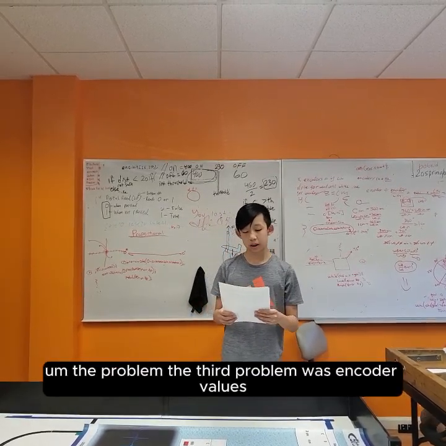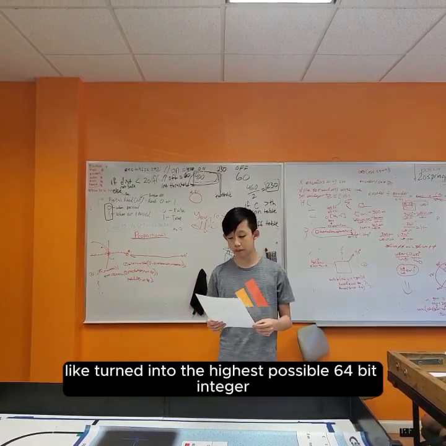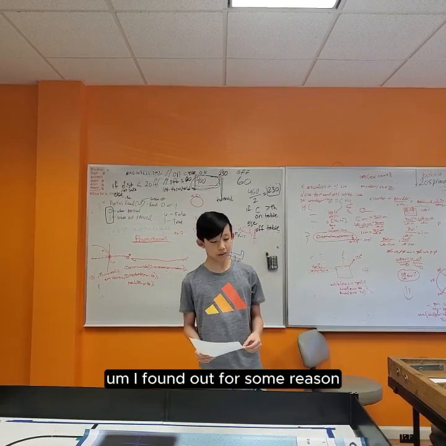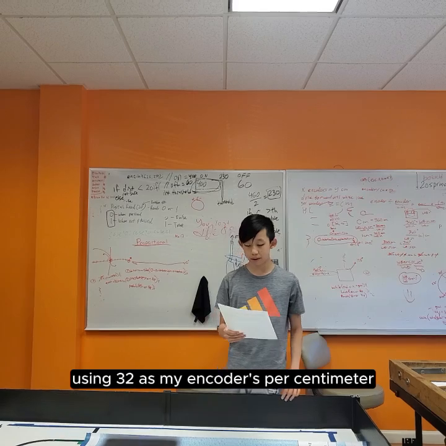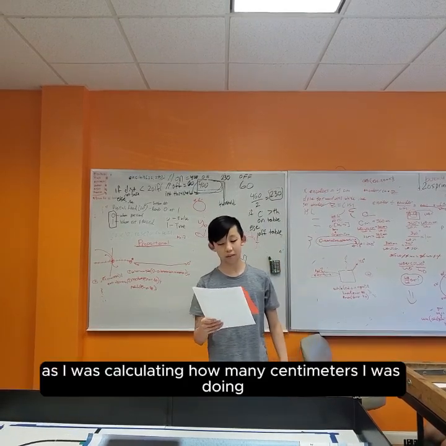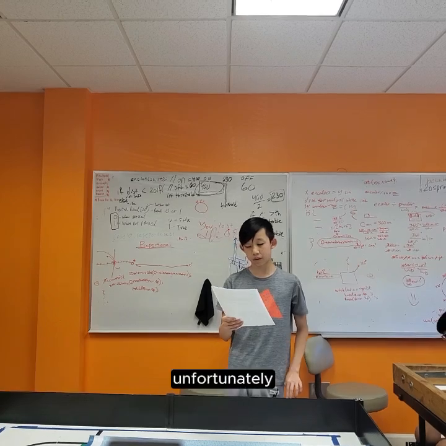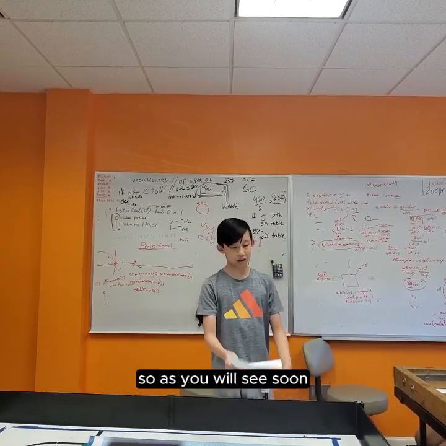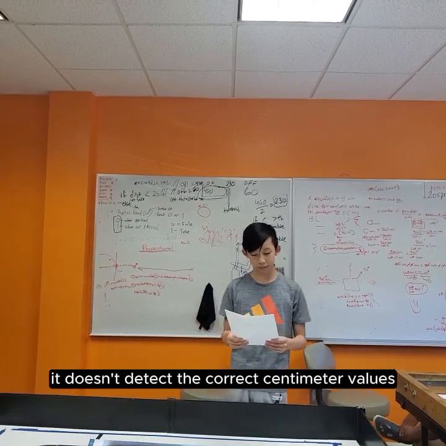The third problem was encoder values turned into the highest possible 64-bit integer for no reason. I found out for some reason using 32 as my encoders per centimeter, as I was calculating how many centimeters I was doing instead of just calculating encoders. Unfortunately, this wasn't my actual encoders per centimeter. So as you will see soon, it doesn't detect the correct centimeter values.